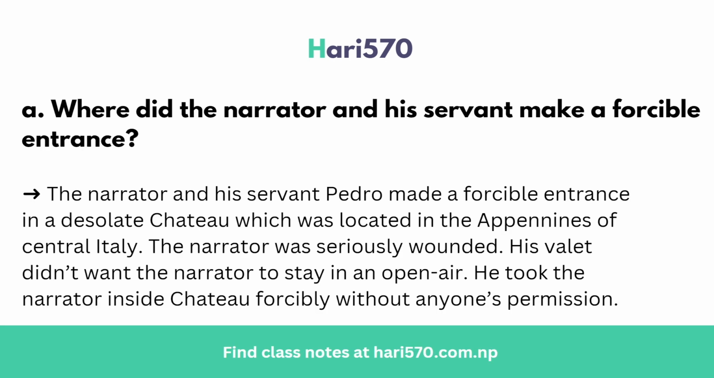Understanding the text. Where did the narrator and his servant make a forcible entrance? The narrator and his servant Pedro made a forcible entrance in a desolate chateau which was located in the Apennines of central Italy. The narrator was seriously wounded. His valet didn't want the narrator to stay in the open air. He took the narrator inside the chateau forcibly without anyone's permission.